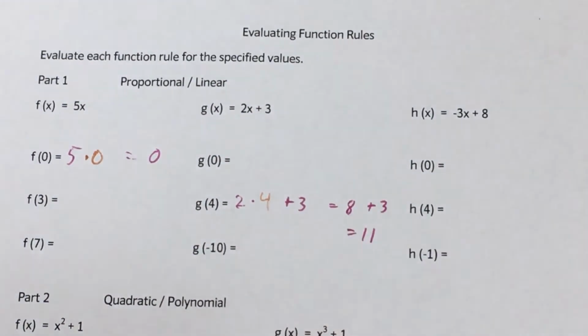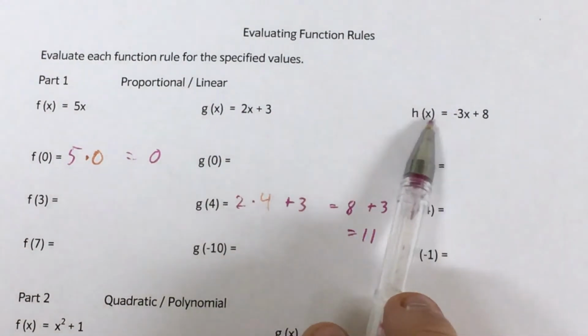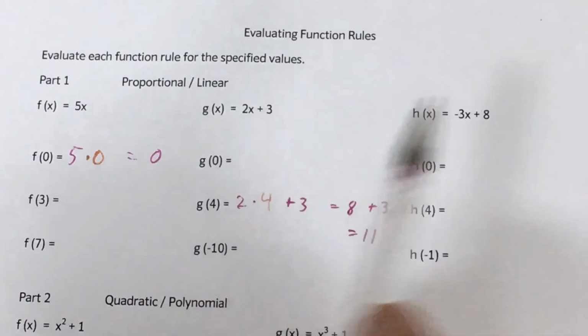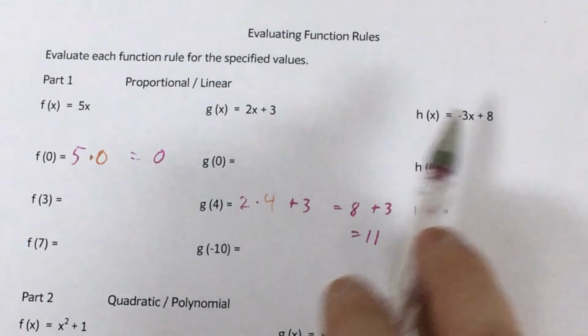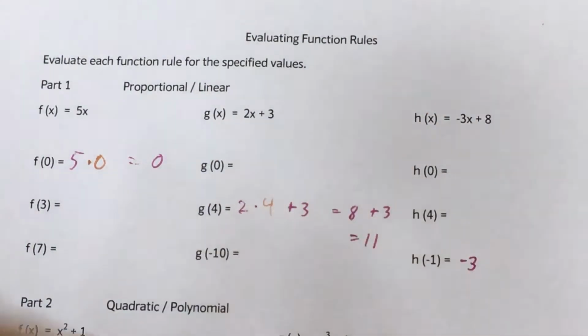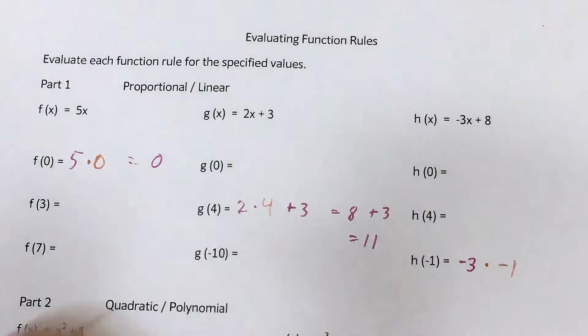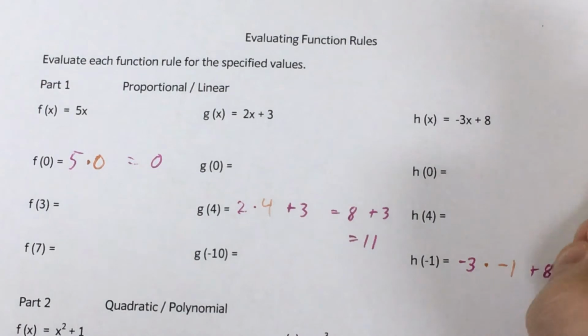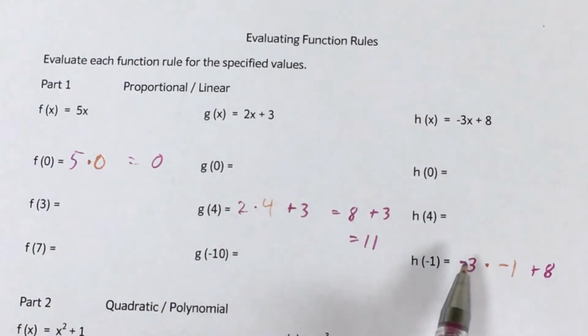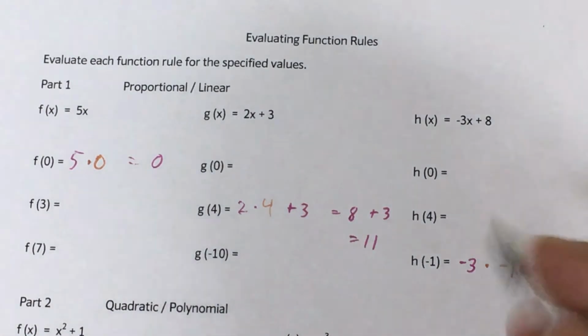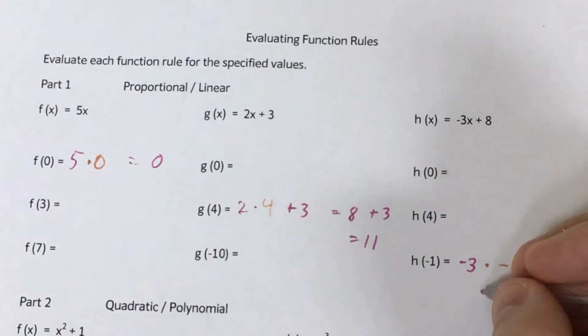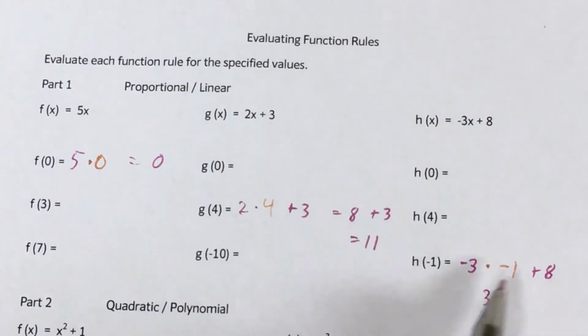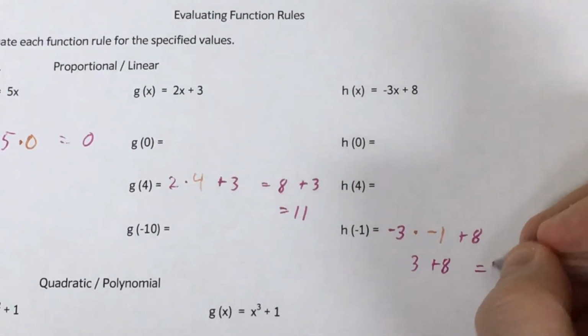And then finally, for this last function, h of x equals negative 3x plus 8. Once again, I'm going to take the number it gives me for x and plug it in, so this becomes negative 3 times negative 1 plus 8. So negative 3 times negative 1, if y'all remember your rules about multiplying negative and positive numbers, negative times a negative equals a positive. So this would just be positive 3, because 3 times 1 gives us 3. And then 3 plus 8 is also going to give us 11.